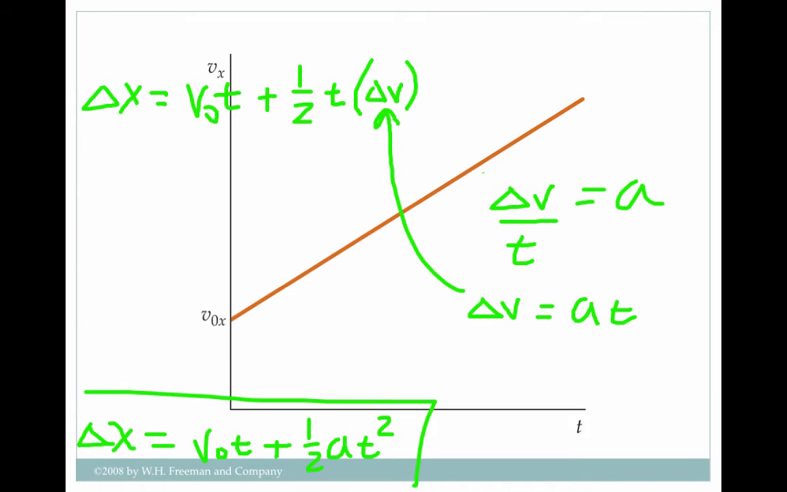Crunch out the units for yourself, do the unit analysis, and show me in the notes you can prove that the units here of VoT plus 1/2 AT squared have to cancel out to give you meters in the end. So prove that to me.